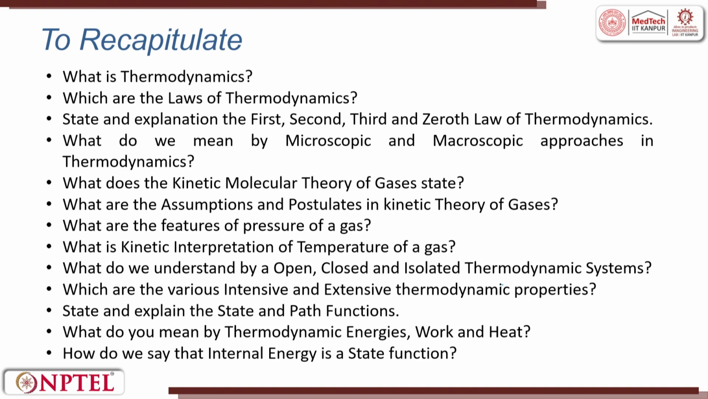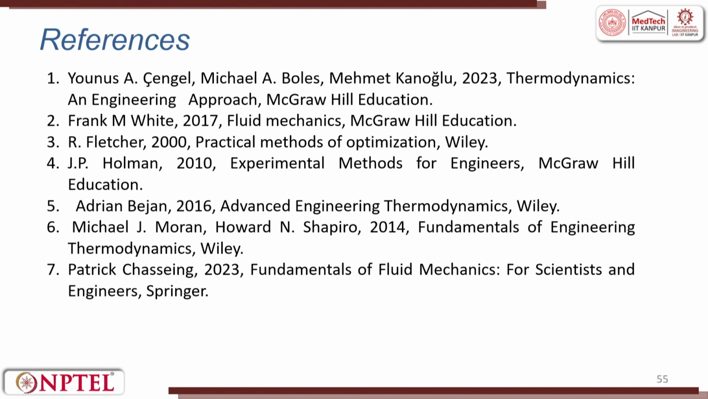Then 3 different systems: open system, closed system, and isolated system. Then intensive and extensive thermodynamic properties. Then we saw the state and path functions. Then we saw the thermodynamic energy, internal energy, work and heat. And finally, we saw how we can say the internal energy is a state function. We saw the derivation. Right? In this particular chapter, we have used all these books as references.